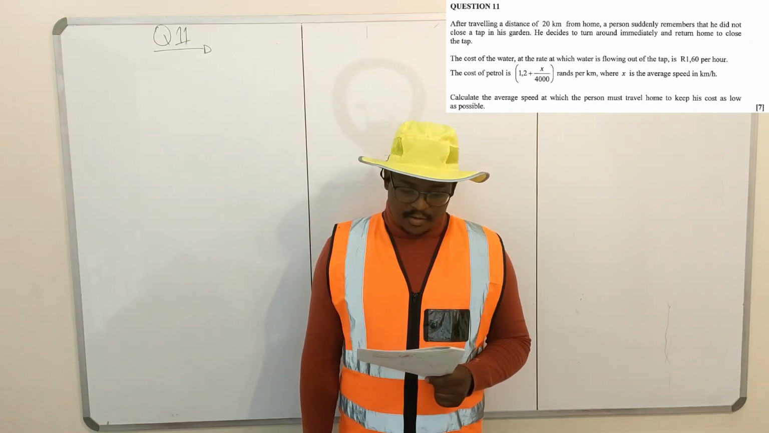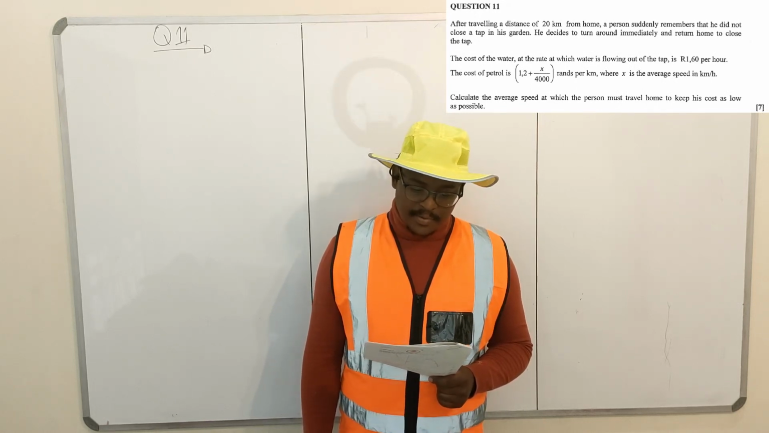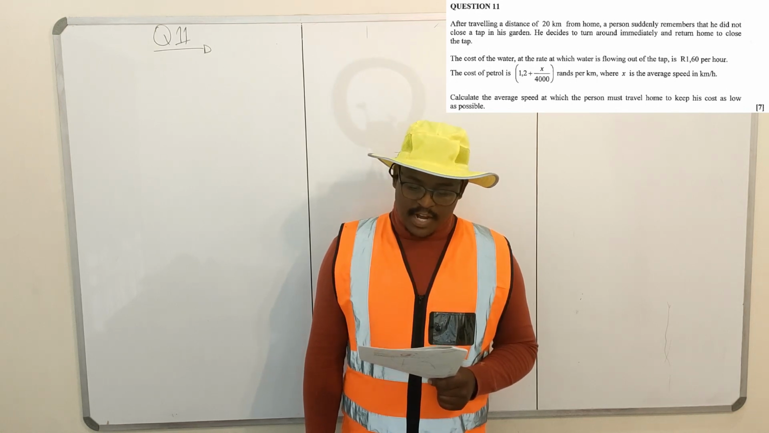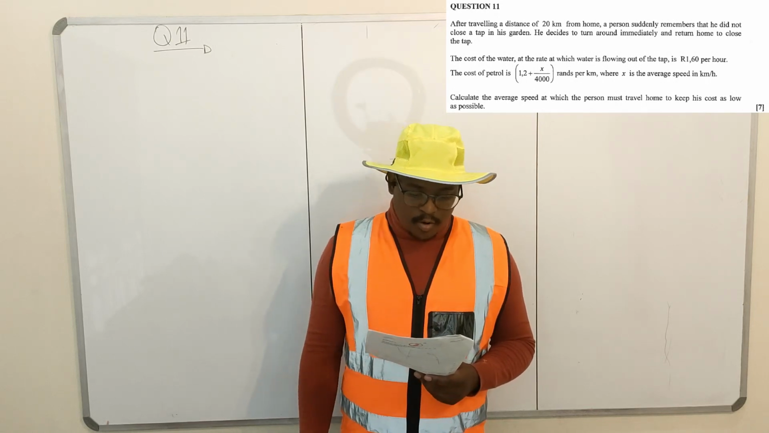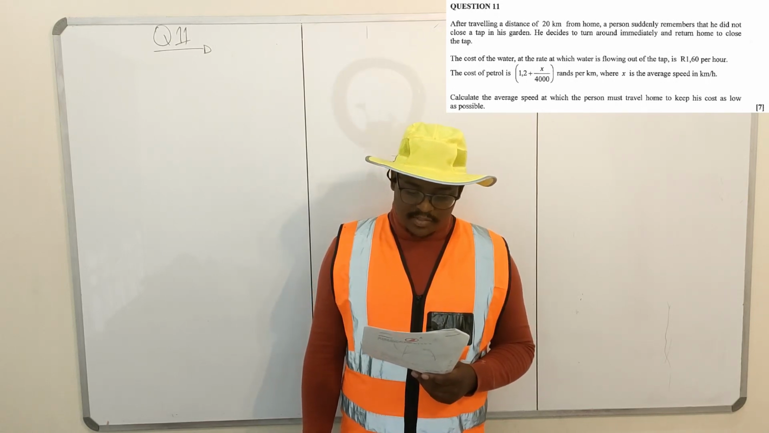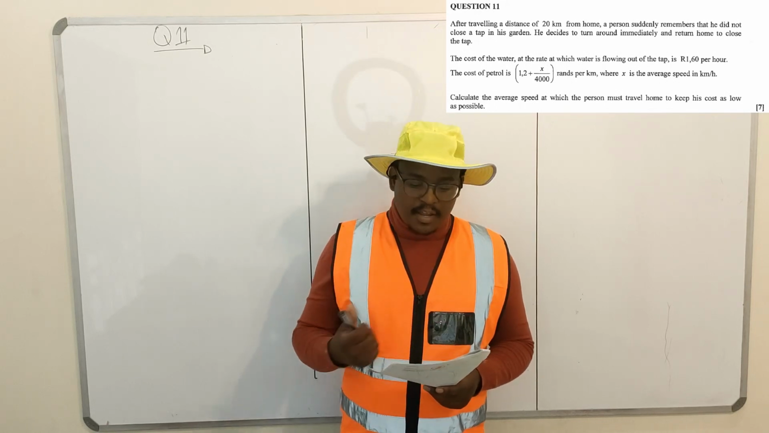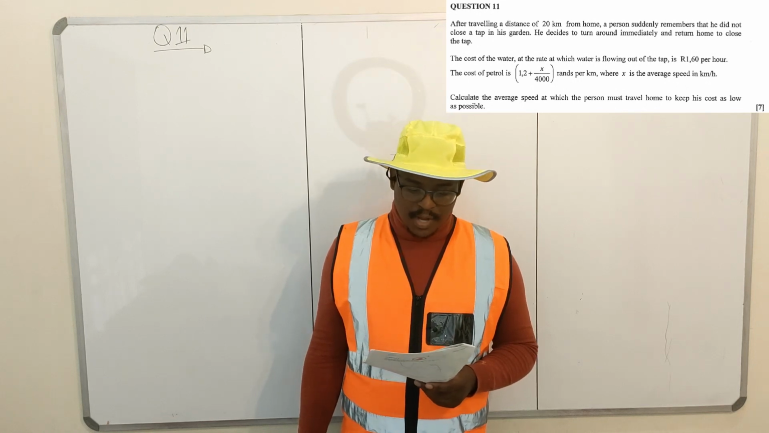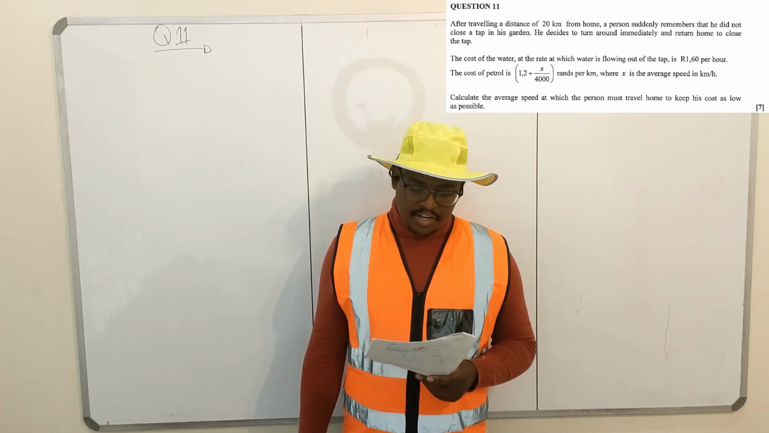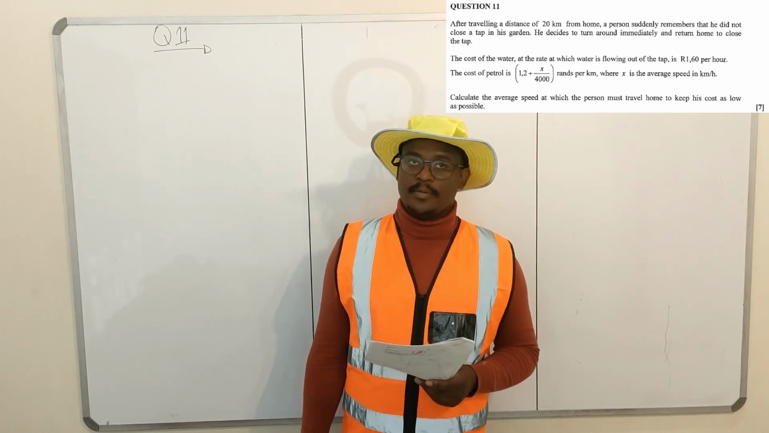After traveling a distance of 20 kilometers from home, a person suddenly remembers that he did not close the tap in his garden. He decides to turn around immediately and return home to close the tap. The cost of the water at the rate at which the water is flowing is R1.60 per hour. The cost of petrol is this expression in rands per kilometer, where x is the average speed in kilometers per hour. Calculate the average speed at which the person must travel home to keep his cost as low as possible.